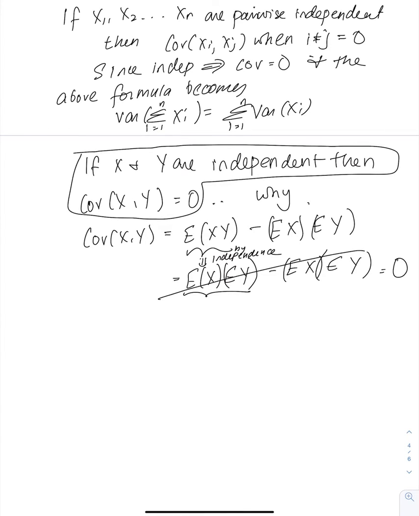Okay, and here's a little proof of that neat, cute, small little thing. How about the other way? If covariance is 0, can you conclude that x and y are independent? Let's take a tiny little example and see that actually that turns out to not be true. Okay, so let's see.